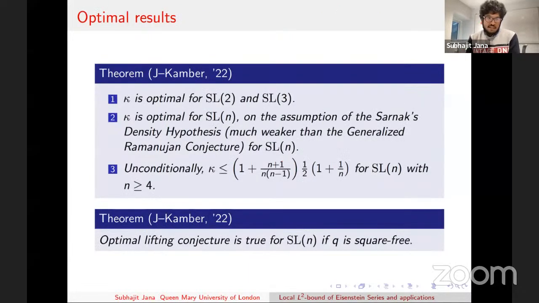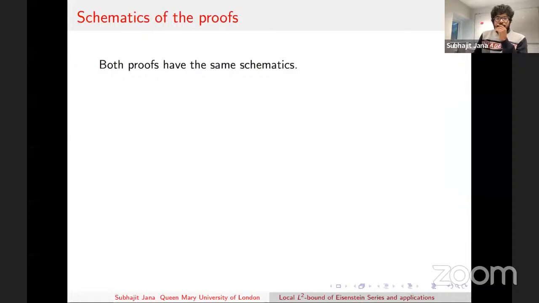And the second theorem is that the optimal lifting conjecture is true, again, for Q square free for SLN. Okay, any question about the theorems or anything? All right, if not, let's look at the proofs that we did for these two theorems.